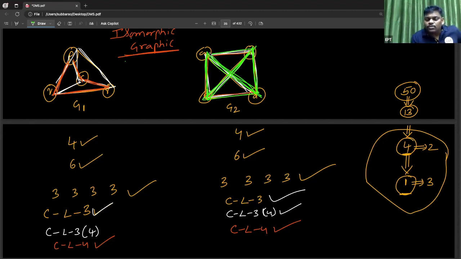Now it is the correct time to ask you: when are two graphs said to be isomorphic graphs?